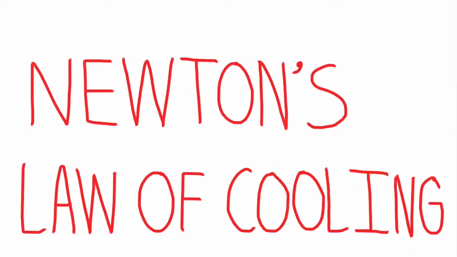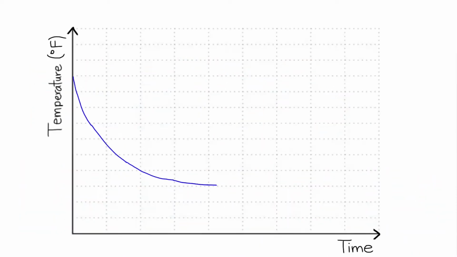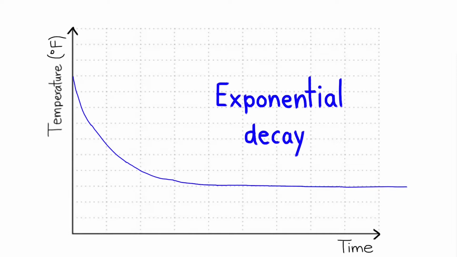In fact, according to Newton's law of cooling, an object's temperature modeled over time as it cools can be represented by exponential decay. And this is just one of the many instances in statistics where we can take real-life situations and use certain recognizable patterns to model them.